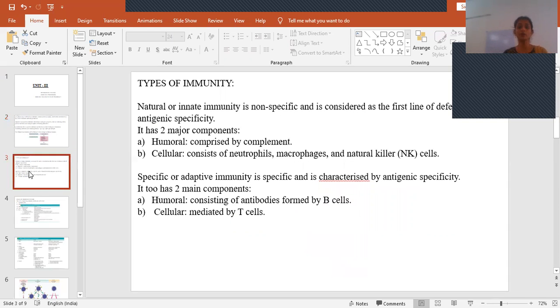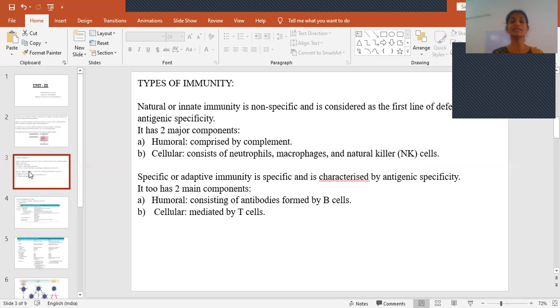Coming to types of immunity. First, what is immunity? Immunity is the defense mechanism present in our body in order to fight against these foreign particles. In immunity, again, there are two different types. One is natural immunity or innate immunity, and the other is specific or acquired immunity.